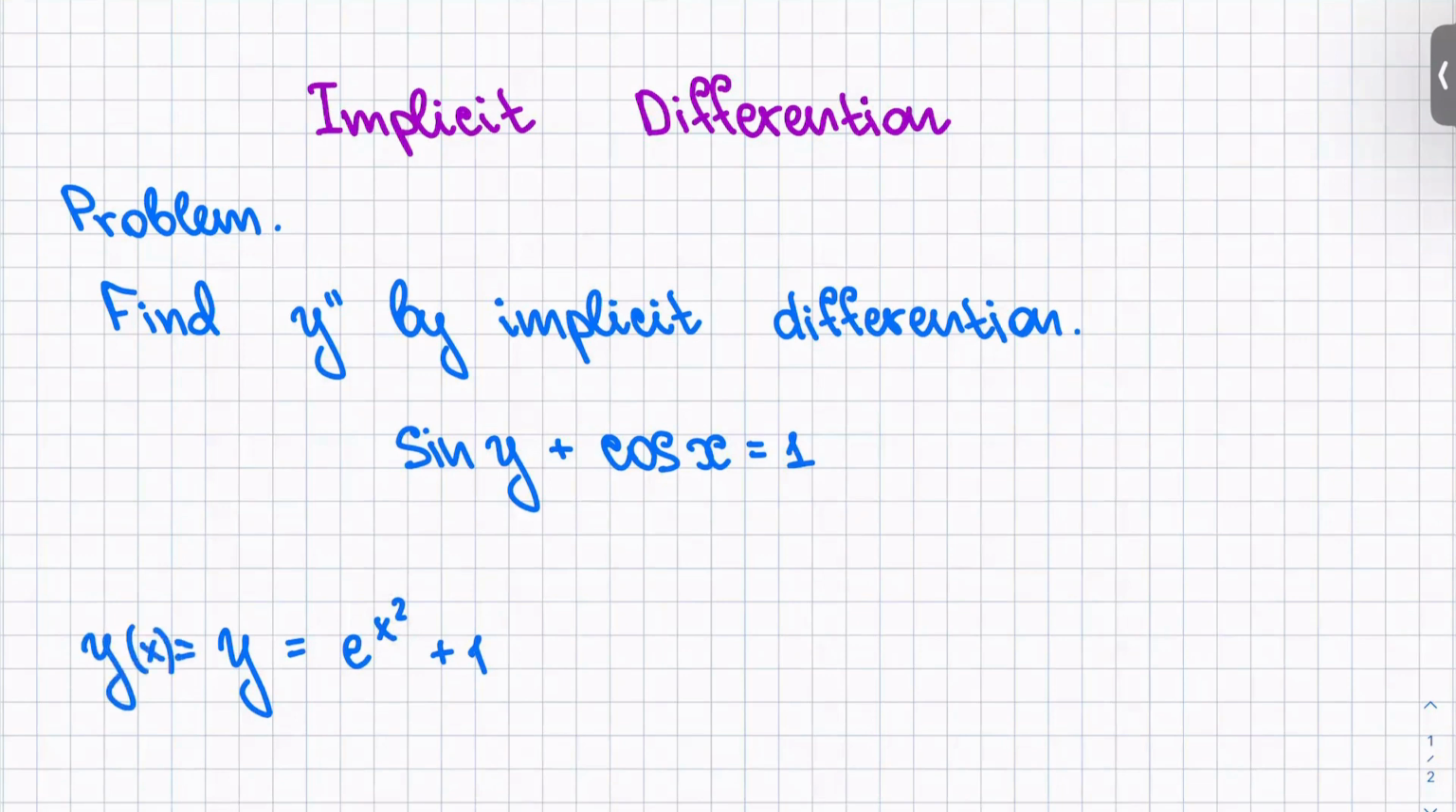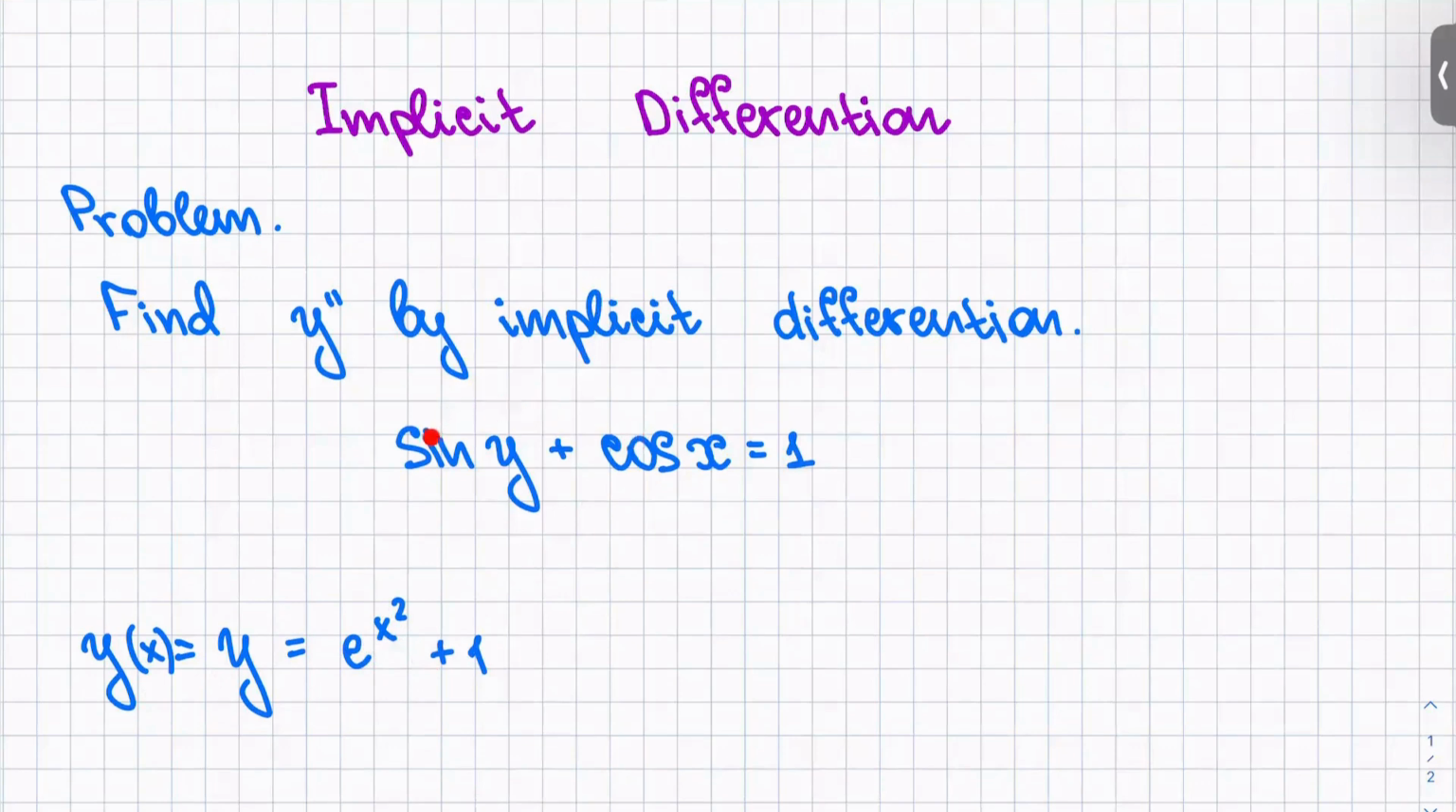Here, dear students, we have to understand that y depends on x. y is not the independent variable, y is a dependent variable, and it depends on x, which is an independent variable. If you have such a form of representation of y, we consider it to be an explicitly represented function y, because we have the definition for it: y equals e to the x squared plus 1.